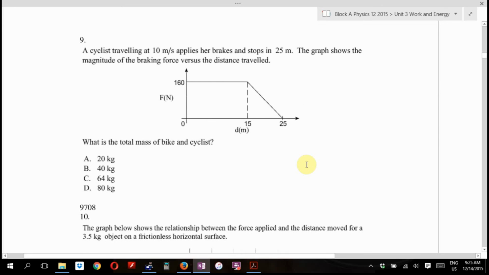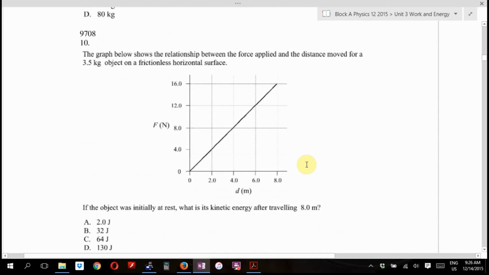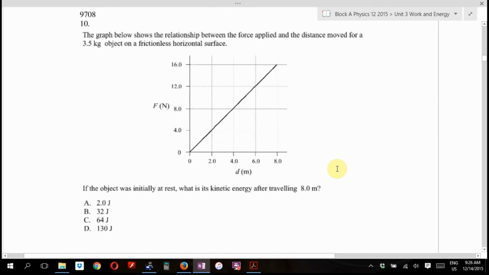There's definitely going to be a graph question like number 9, although in number 9 I notice I'm asking you to find the mass. I can't remember if I did that or not, but there's definitely going to be a graphy one. How about number 10? Sure, that works. I like number 10.